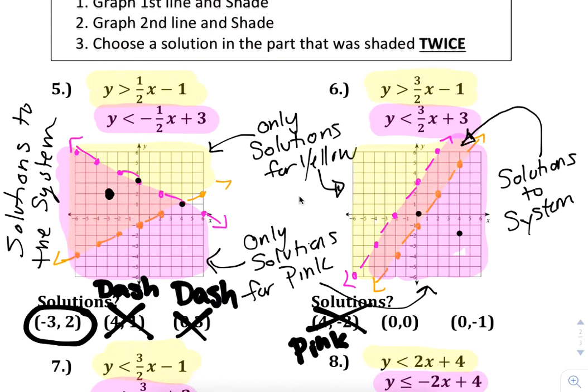0, 0 is in the mixed area. He's in the orange. He works for both. But 0, -1 is tricky. He's on a dash line. Even though he's in the shaded for the pink, he does not work for the yellow because he is on a dash line. So we're going to cross that one off.